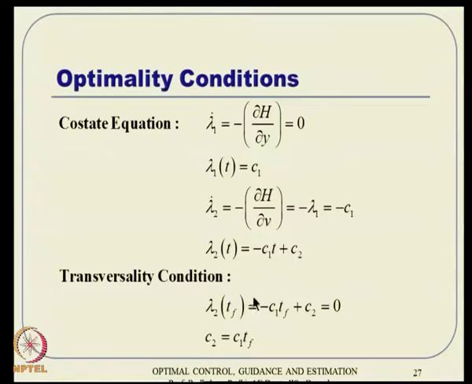Then here we can invoke the transversality conditions to evaluate C1, C2. One of the transversality conditions is that lambda 2 at Tf has to be equal to 0, because V of Tf is free. So, lambda 2 of Tf, if you put T equal to Tf, is this, so you get this constant equation, and hence C2 is nothing but C1 into Tf.